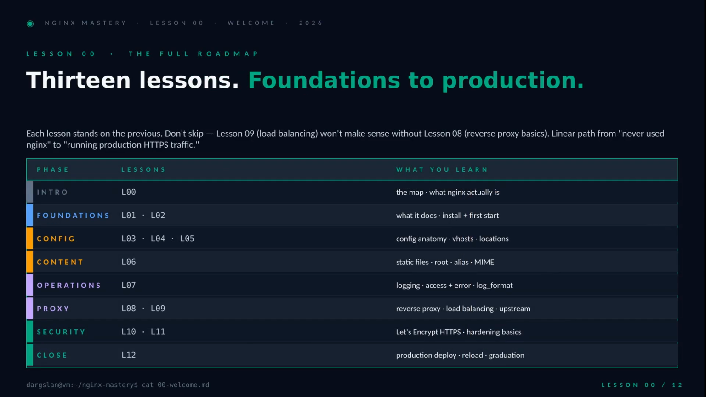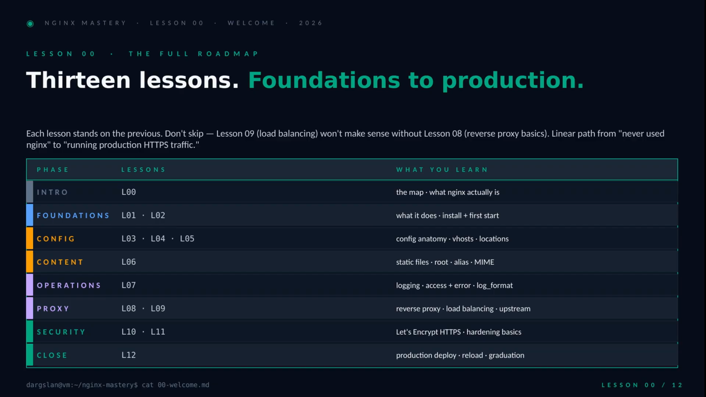Same binary, different sections of the config, and we'll go through each role in its own lesson. Here's the full path we're walking together. 13 lessons grouped into phases. We start with foundations and a first install, then move into config anatomy, then serving real content, then logging, then the proxy work, then HTTPS and hardening, and finally a real production deploy. Each lesson stands on the one before it, so please don't skip ahead. Lesson 09, Load Balancing, won't make any sense if you haven't done Lesson 08 on reverse proxy basics first.